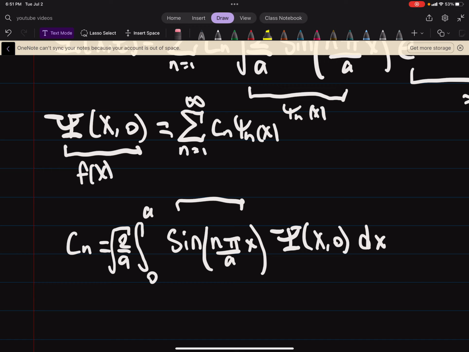I'm going to stop right there. In the next video, I'm going to go through some problems, and I'm going to complete the infinite square well section.